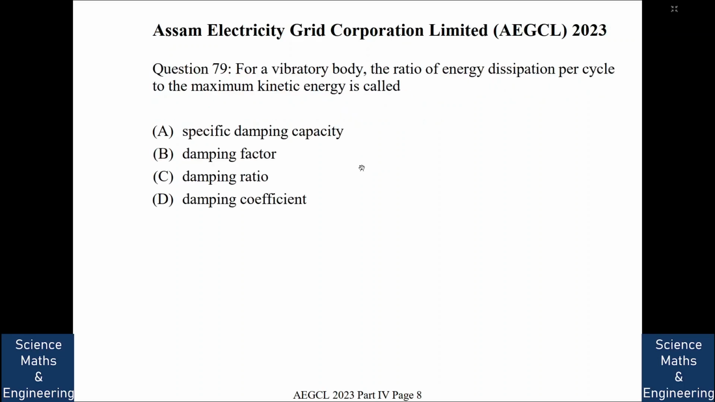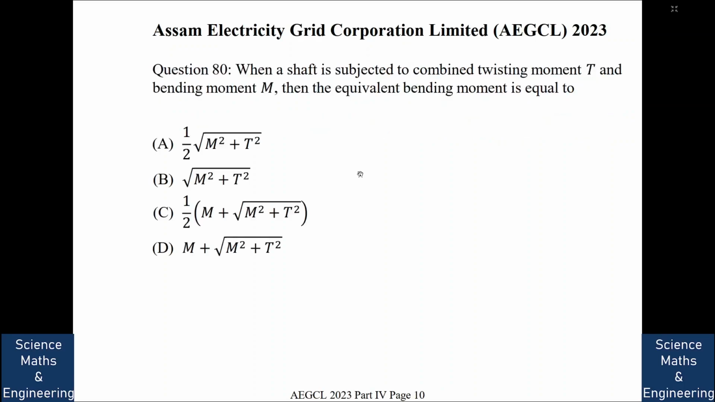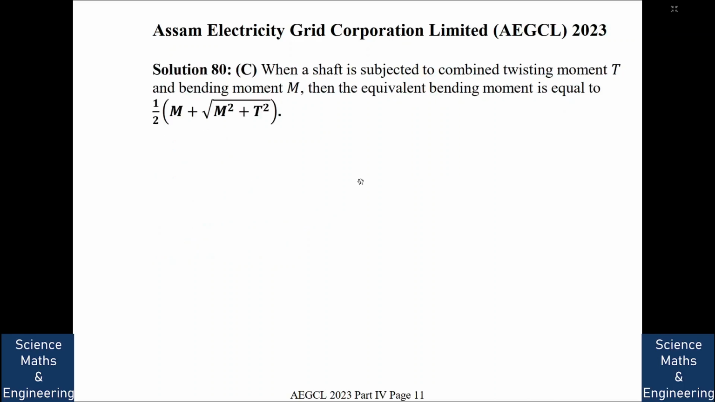Next question. For a vibrating body, the ratio of energy dissipation per cycle to the maximum kinetic energy is called, so it is called specific damping capacity. Okay, it is denoted by beta. So next question. When a shaft is subjected to combined twisting moment T and bending moment M, then the equivalent bending moment is equal to, so it is equal to half of M plus root over M square plus T square.